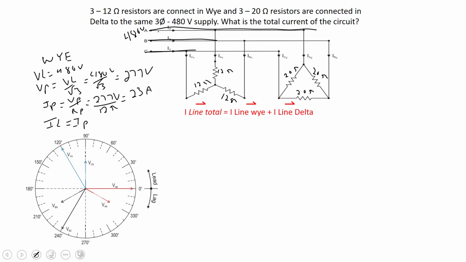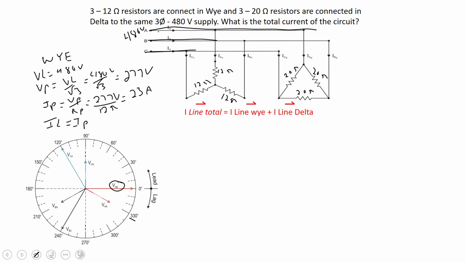So, on this phasor diagram, I now have to plot it with my reference as VAB. So I put my line voltage, VAB, on the reference. We know that phase voltage is 30 degrees behind it. So I put phase voltage VA to N at 30 degrees.